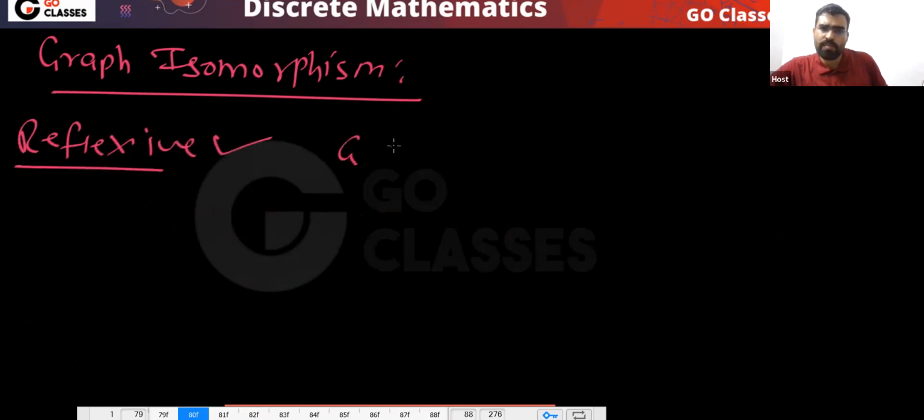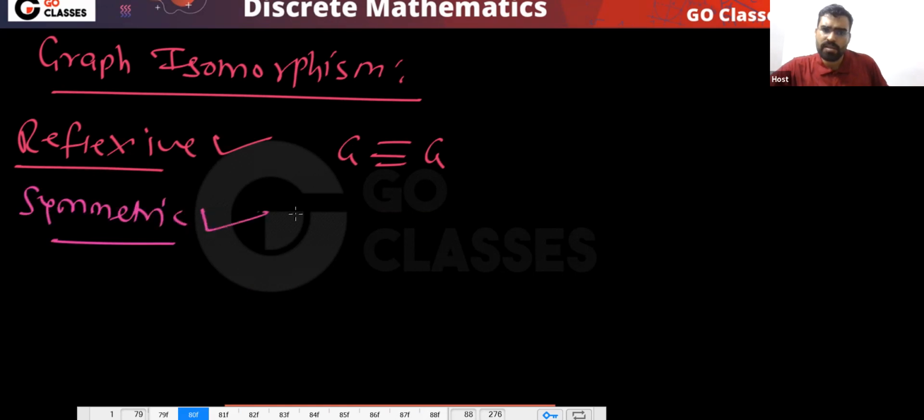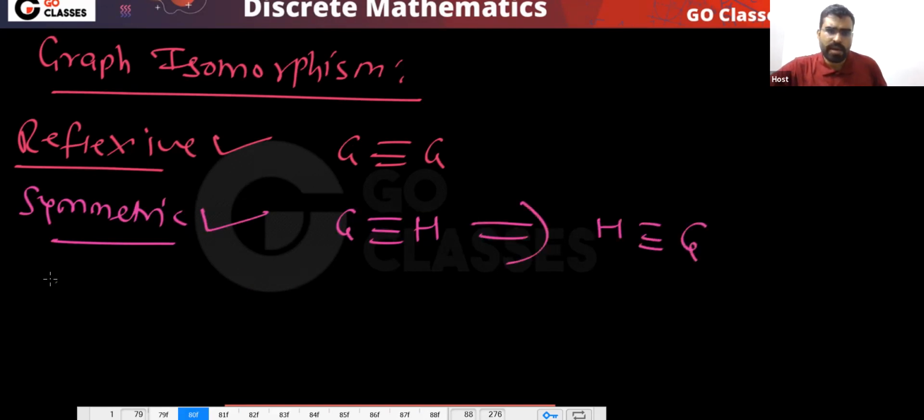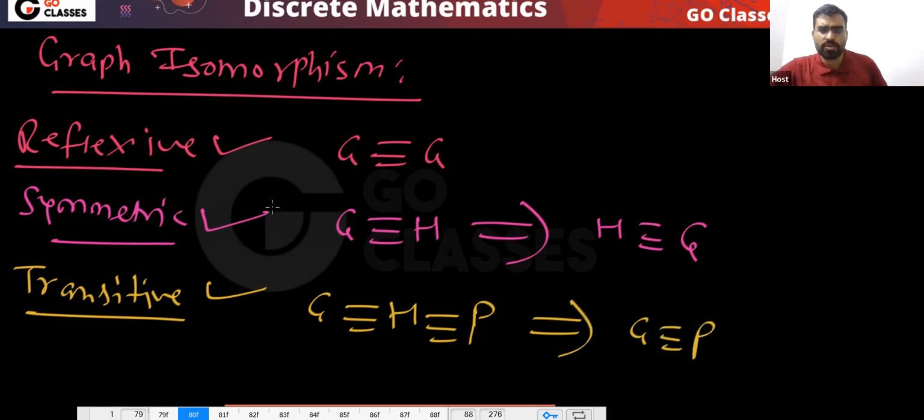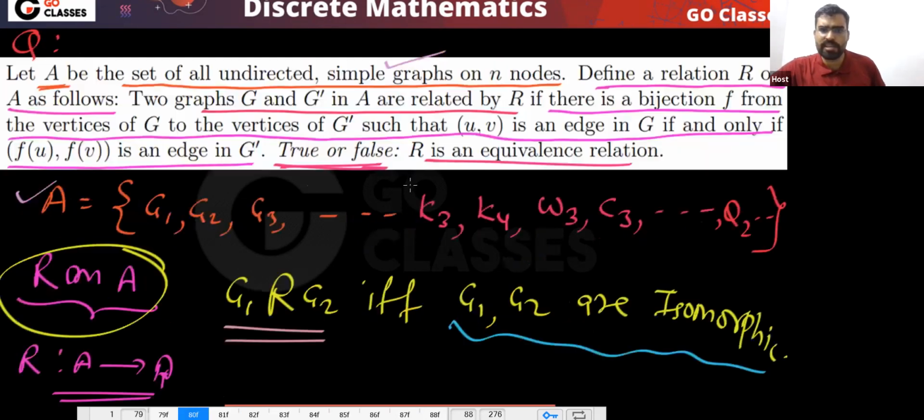Yes, this is reflexive, because every graph is isomorphic to itself. Can I say this is symmetric? Yes, this is symmetric. If G is isomorphic to H, then H is isomorphic to G. And can I say this is transitive? Yes. If G is isomorphic to H, and H is isomorphic to P, then I can say that G is isomorphic to P. So graph isomorphism is an equivalence relation.